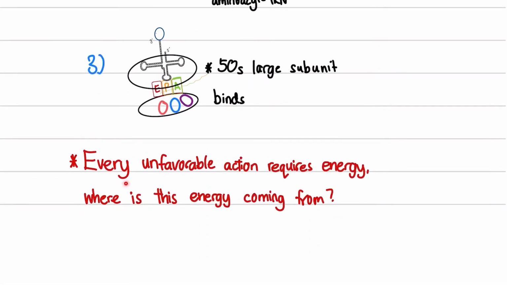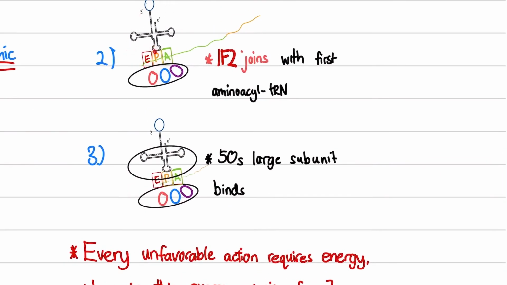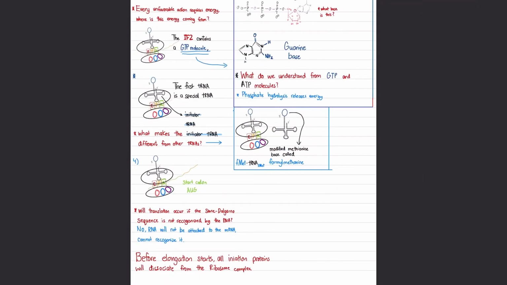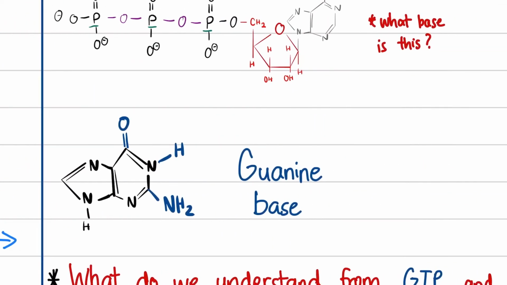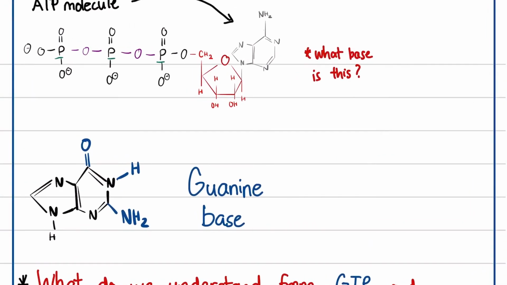So here's the question. Every unfavorable reaction requires energy. This is an unfavorable reaction. According to thermodynamics, this is not going to happen naturally. There is energy required for this reaction, so where is that energy coming from? This energy comes with the IF2 factor. The IF2 factor contains a GTP molecule. This GTP molecule will be hydrolyzed to GDP, and this allows the attachment of the first tRNA to the P site. But you might be thrown off by what a GTP is, and that's totally fine. The only difference between an ATP and GTP essentially is the aromatic ring structure, or the aromatic nitrogen base.